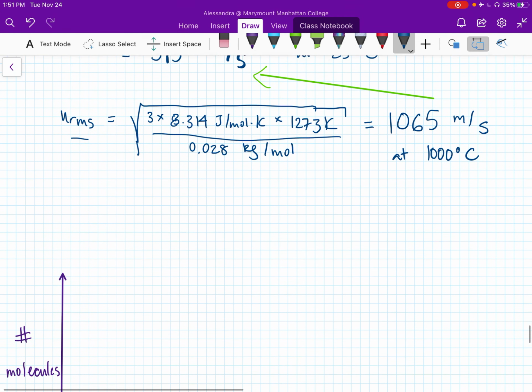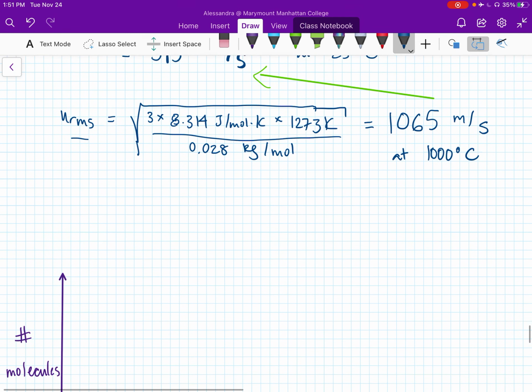The one at 1,000 degrees Celsius is going to have a much broader distribution. So that's going to maybe look something like this. That's a little ugly the way I drew it. Let me try to do that again with a more defined peak. There we go. Broader distribution, maybe a lower peak. And the average velocity there would be around 1,000. What did I calculate? 1,065 meters per second. So the green line would be the distribution of velocities at 1,000 degrees Celsius.